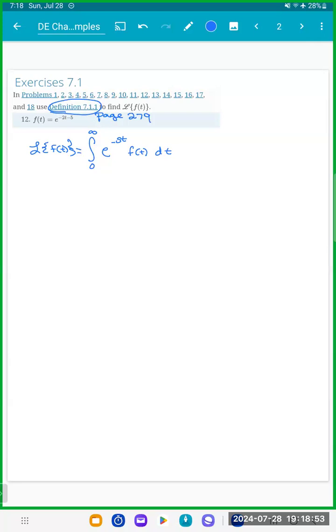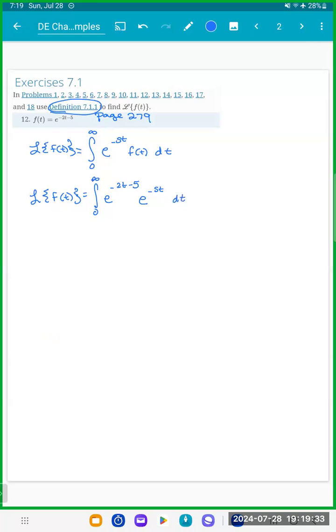Okay, so for this first problem here, we are given a function. This is problem number 12. So we would say that our Laplace transform is equal to the integral from 0 to infinity of e to the negative 2t minus 5 times this e to the negative st. You could have done it either way. You could have put the e to the negative st first and then the function that we were given. It's multiplication, so it doesn't really matter.